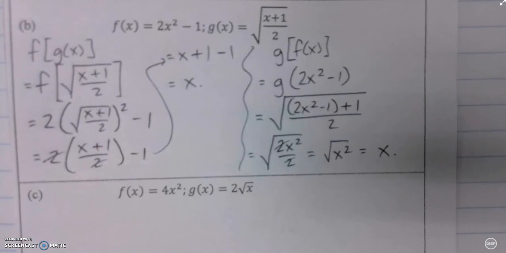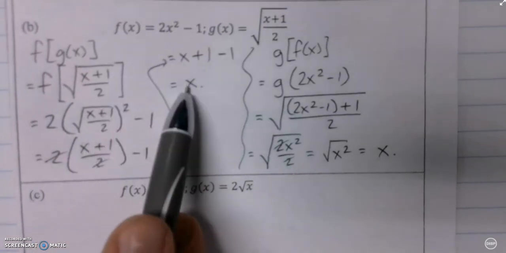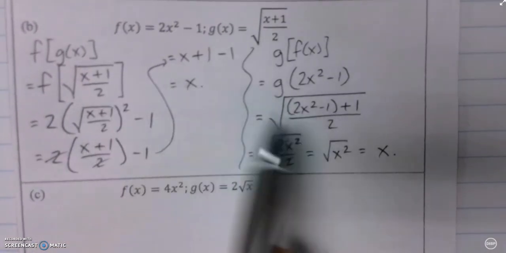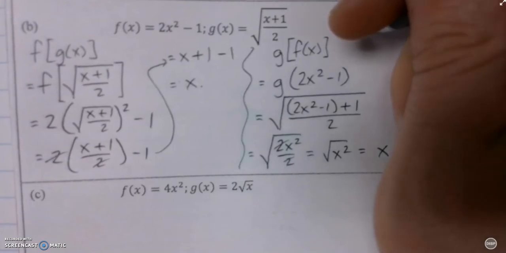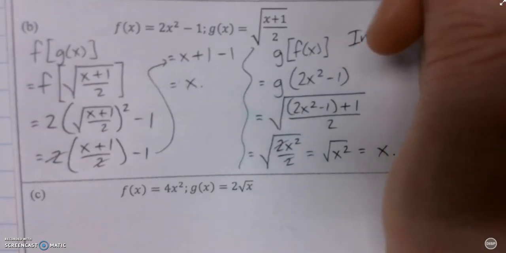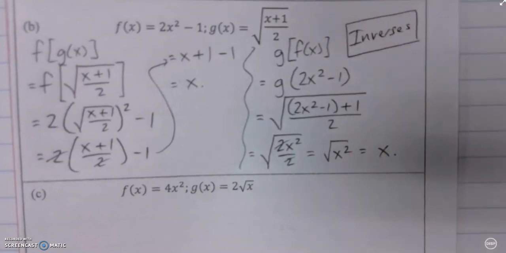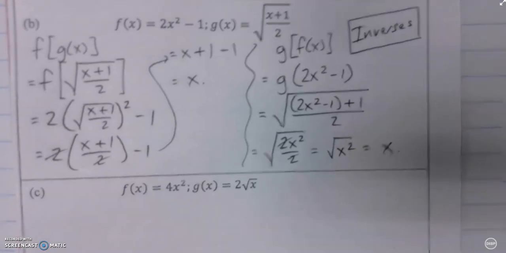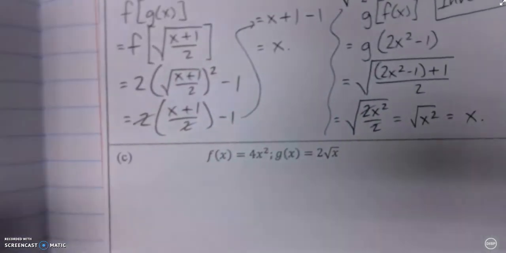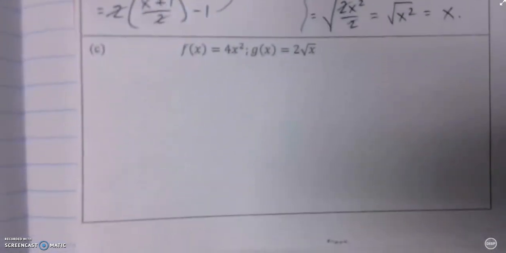You're just simplifying. So in a different example, we found another set of functions that are inverses, because I was able to show that both compositions made just x. All right, let's try one more example. Example C.